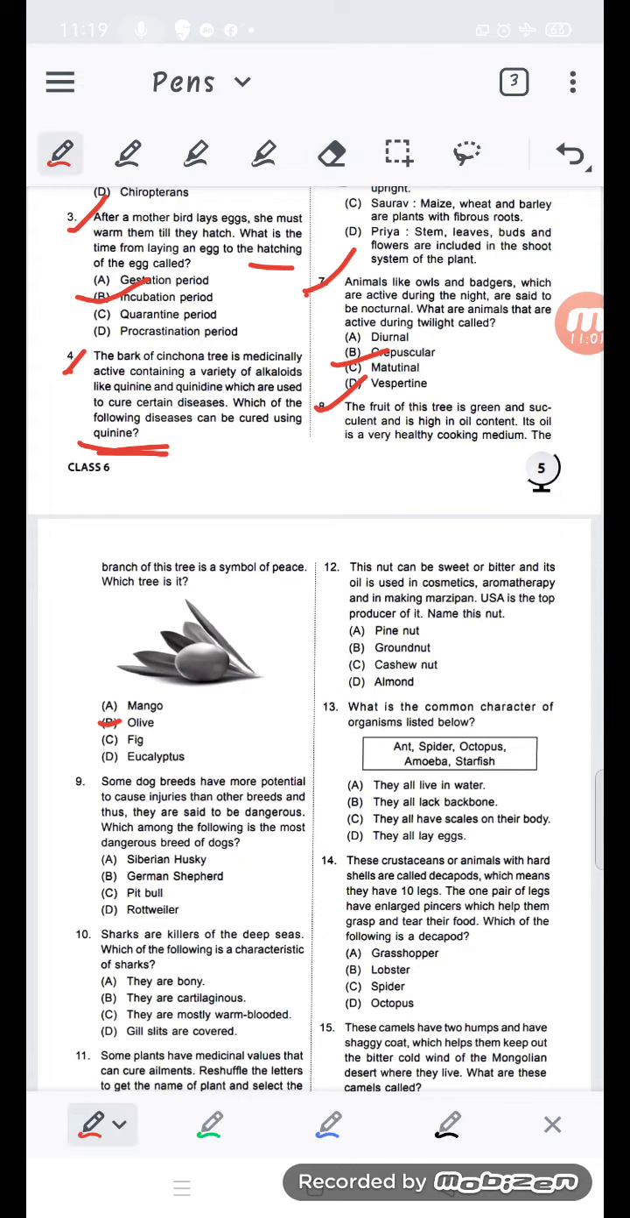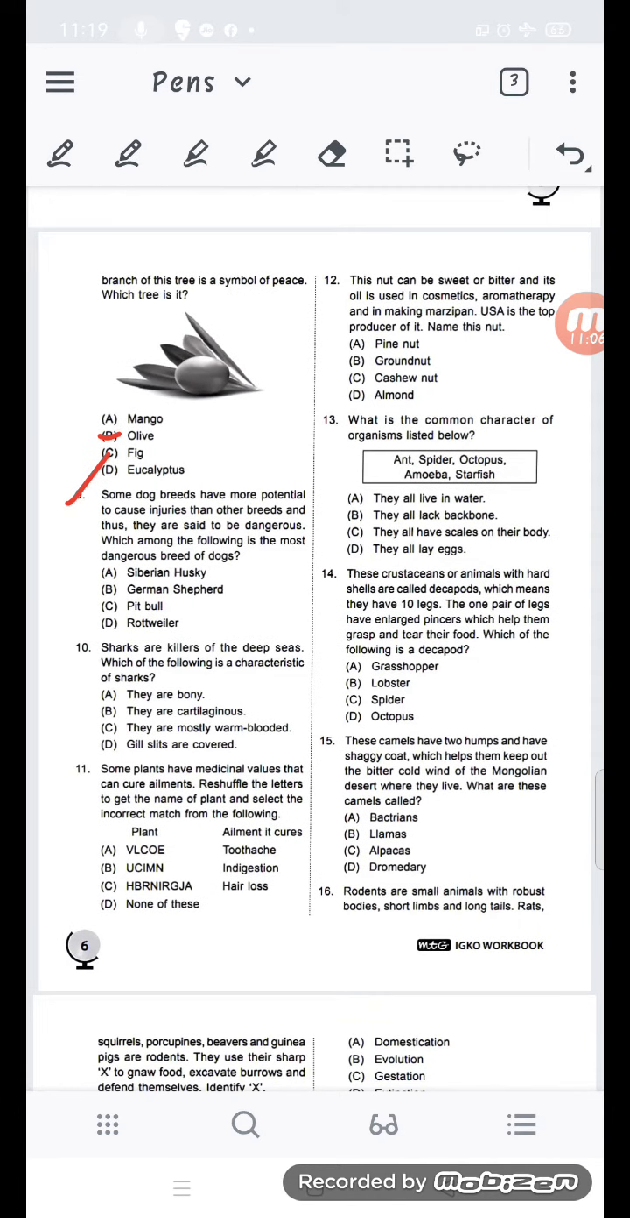Then we have the next question, number 9. Some dog breeds have more potential to cause injuries than other breeds, and thus they are said to be dangerous. Which among the following is the most dangerous breed of dogs? Option A is Siberian Husky, option B is German Shepherd, option C is Pitbull, and option D is Rottweiler.